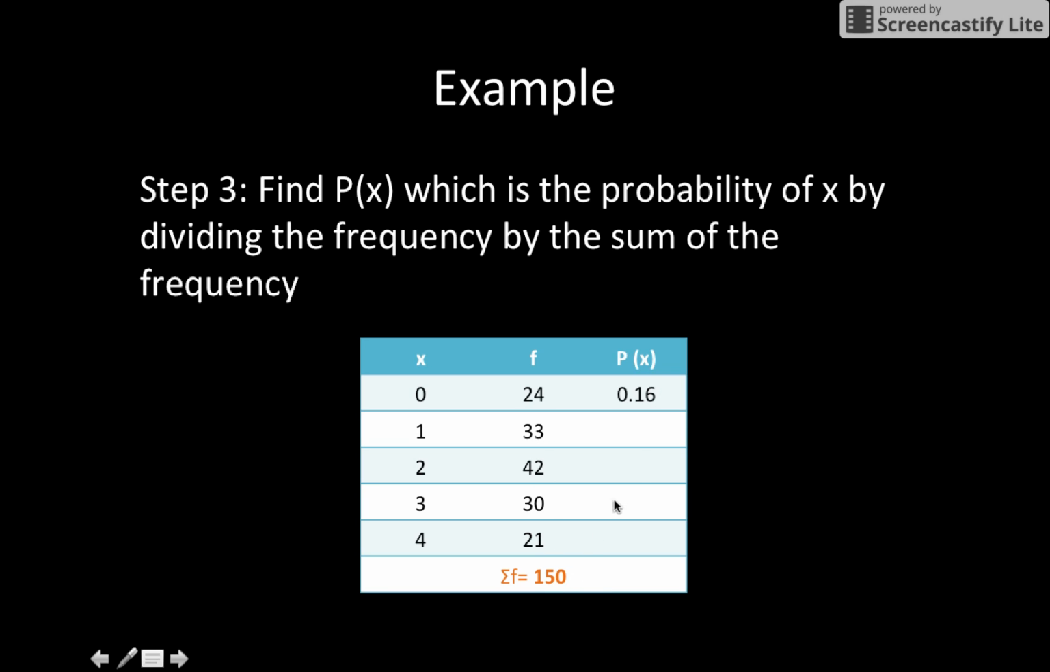So 24 divided by 150 is 0.16. 33 divided by 150 is 0.22. 42 divided by 150, 0.28. 30 divided by 150, 0.2. And 21 divided by 150 is 0.14. And then looking at this, if you add the probability of x, you can see that this is a valid distribution because it equals 1.